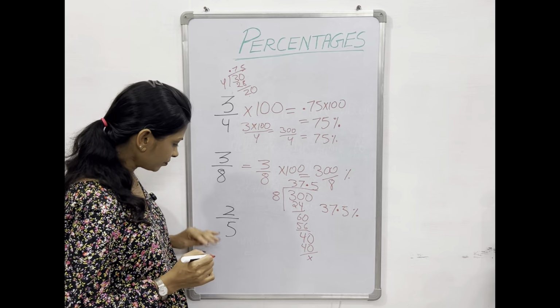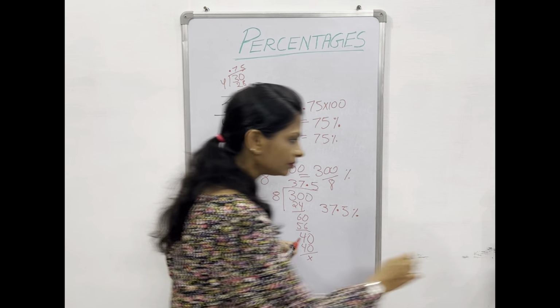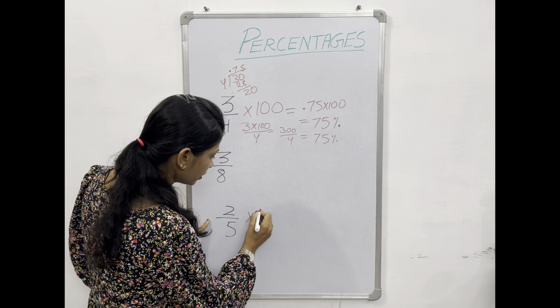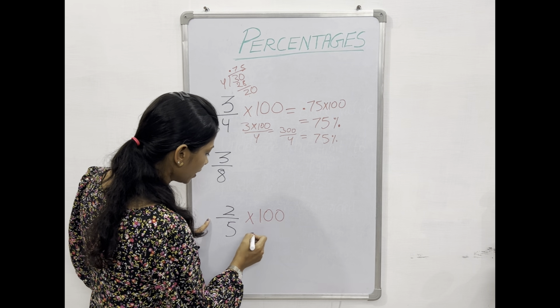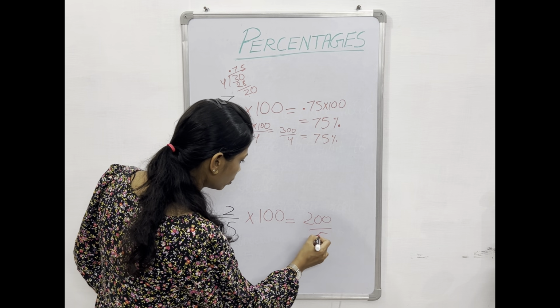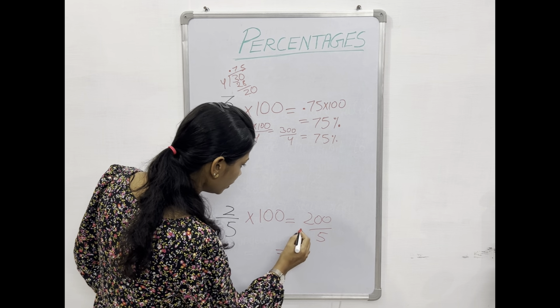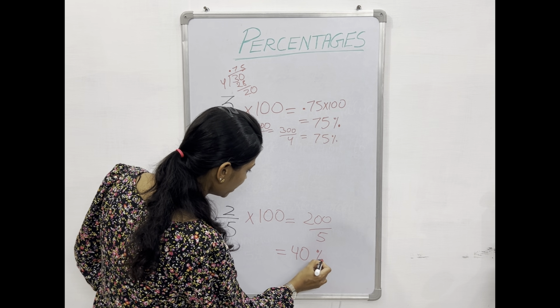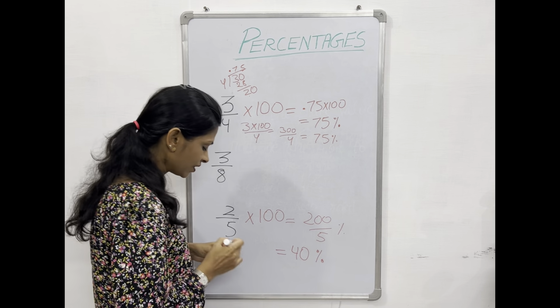Now the last fraction, 2 over 5. I have to convert this into a percentage. Simple. I'll just multiply by 100. This will give me 200 over 5. Now 200 divided by 5 would be 5 times 4 is 20, 5 times 0 is 0. A 40%. Right?